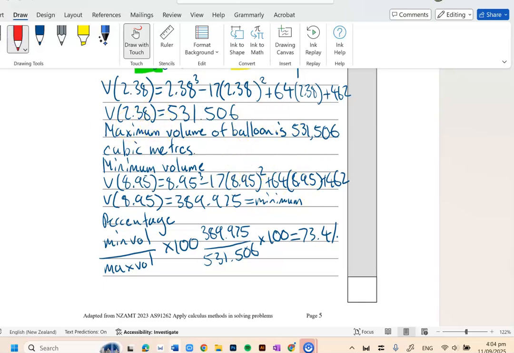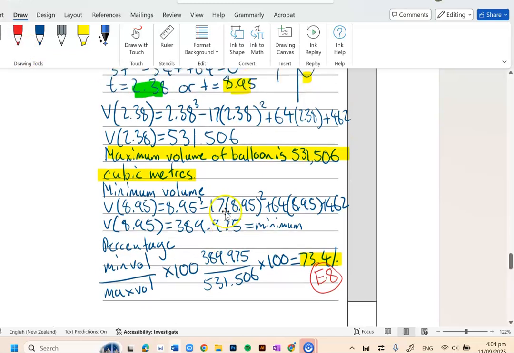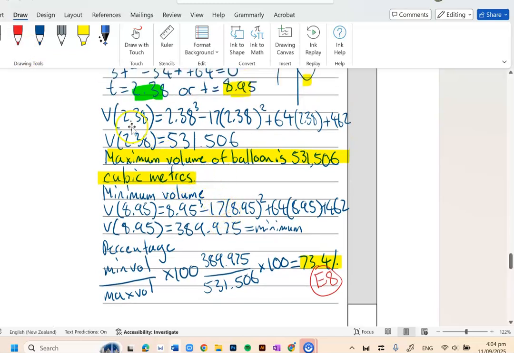Now, grades wise, this is a double excellence question, right? So this is like worth big marks. To get E8, the full marks, you need to have found the maximum volume, so you needed to have found this part here, and you needed to have found the correct percentage. So those two is E8. Okay, to get E7 or 1 excellence mark, all you had to do was find the maximum volume. So this would be E7, this part here.